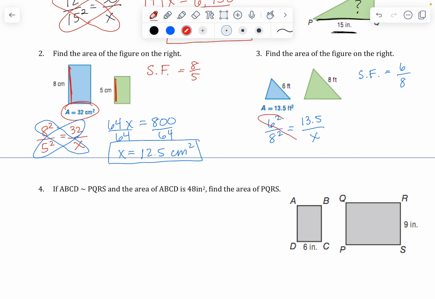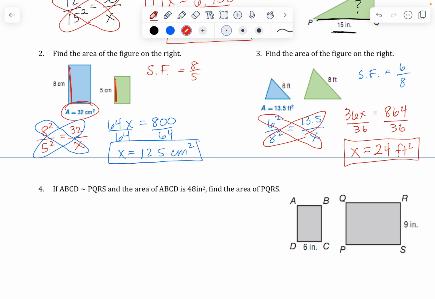Cross multiply. 6 squared is 36, so 6 squared times x is 36x. 8 squared times 13.5, go ahead and type it in. I got 864. Divide by 36. X is 24, and we can label that feet squared. So if the first triangle had an area of 13.5 square feet, the second triangle will have an area of 24 square feet. Let's try number 4.